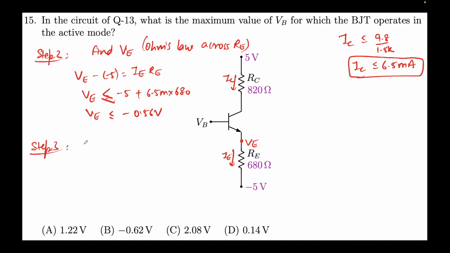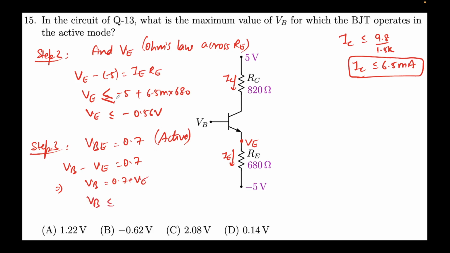Now finally, VBE equals 0.7 volts, because we are operating in the active region. So VB minus VE equals 0.7. This means VB equals 0.7 plus VE, and with the maximum value of VE, the inequality sign will persist: 0.7 minus 0.56, which comes out to be 0.14. So the correct answer that we have obtained for this problem is VB should be less than or equal to 0.14 volts, which is option D.